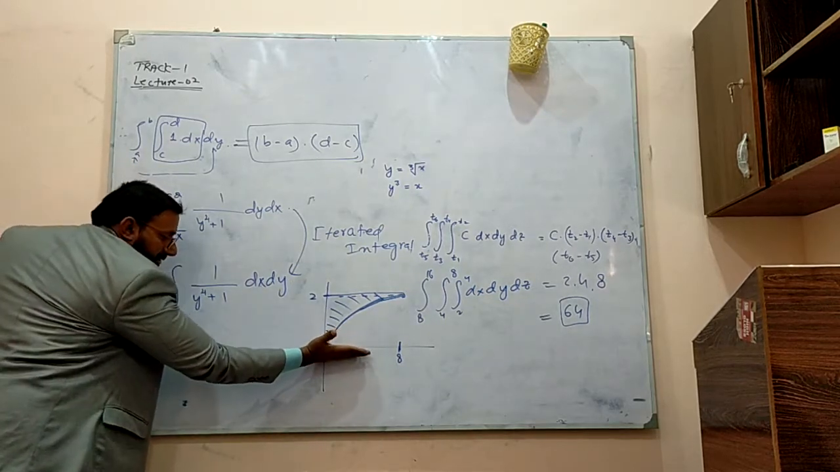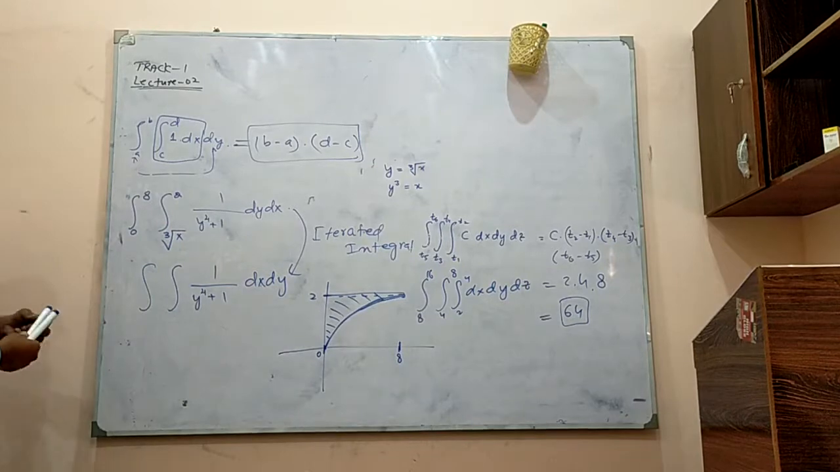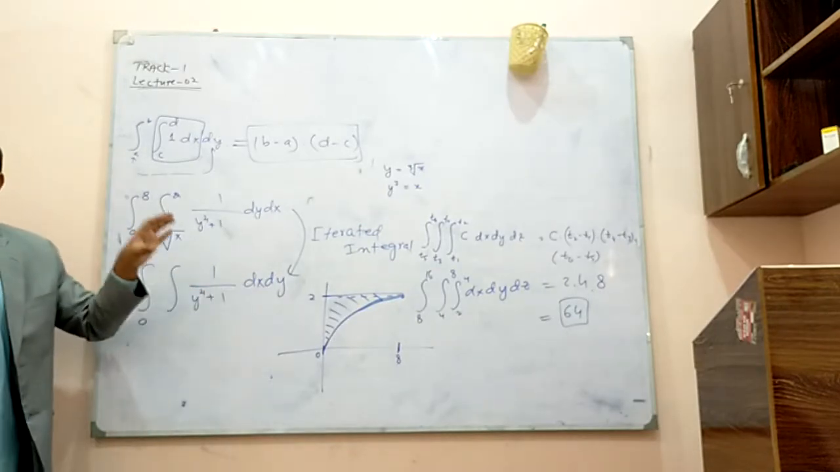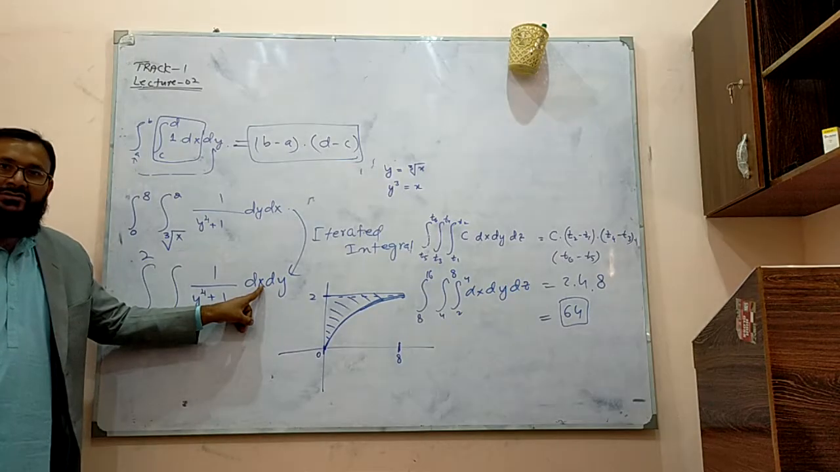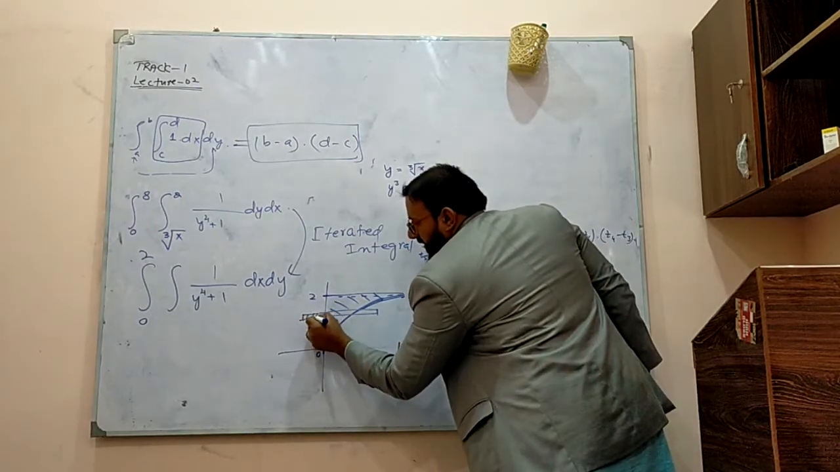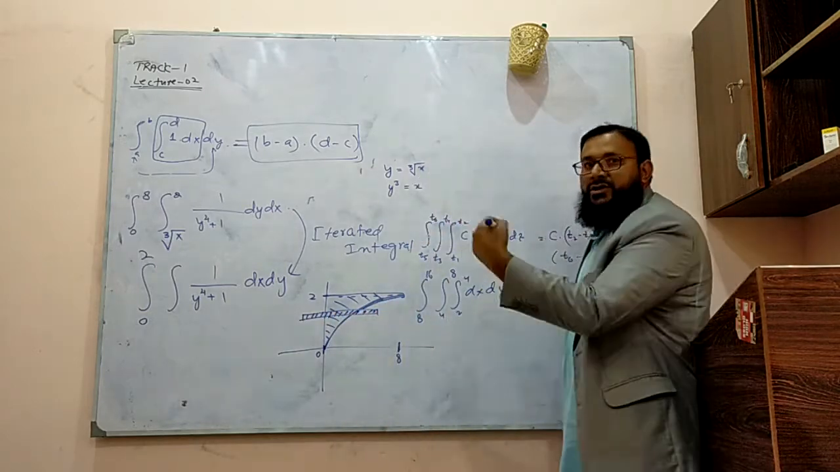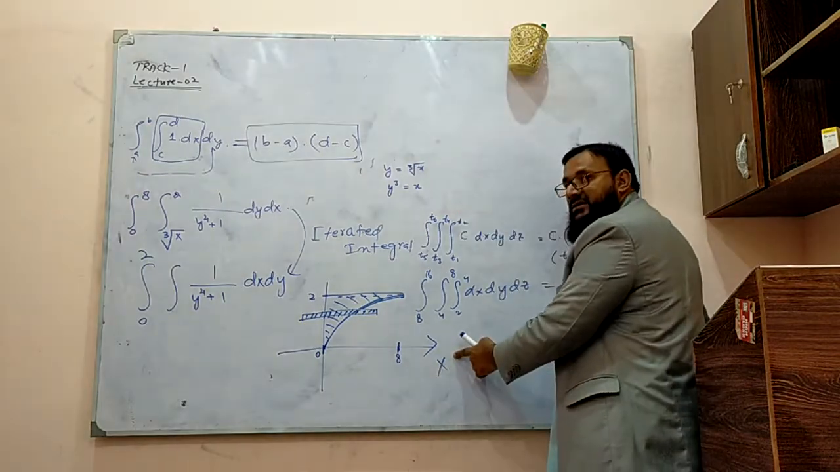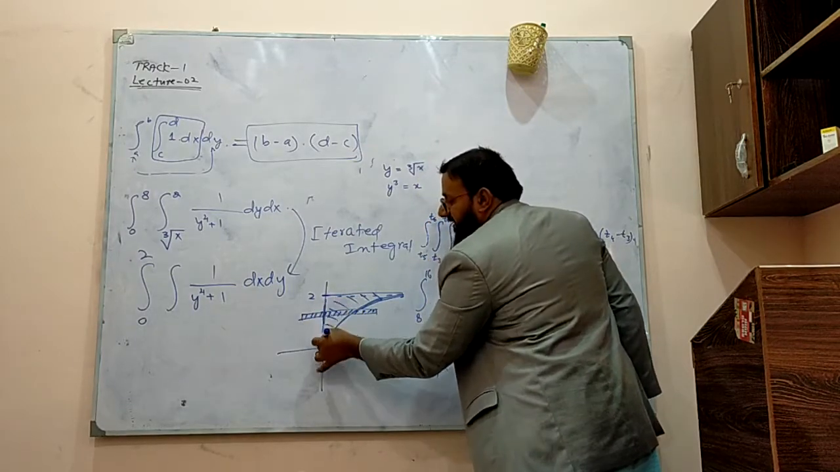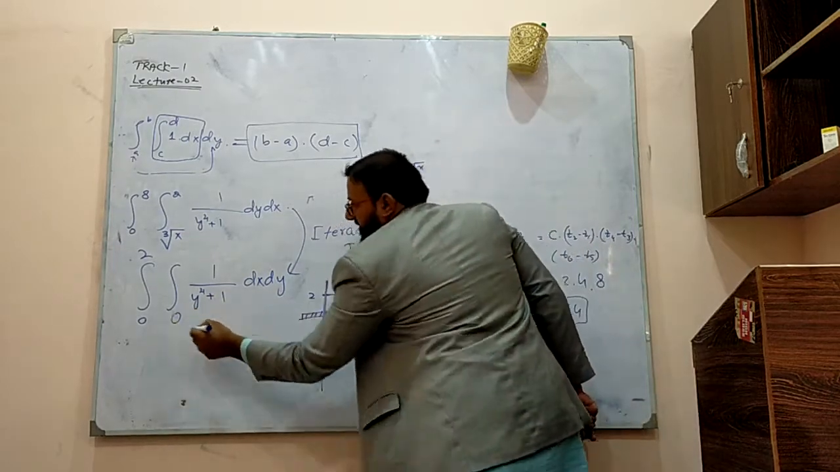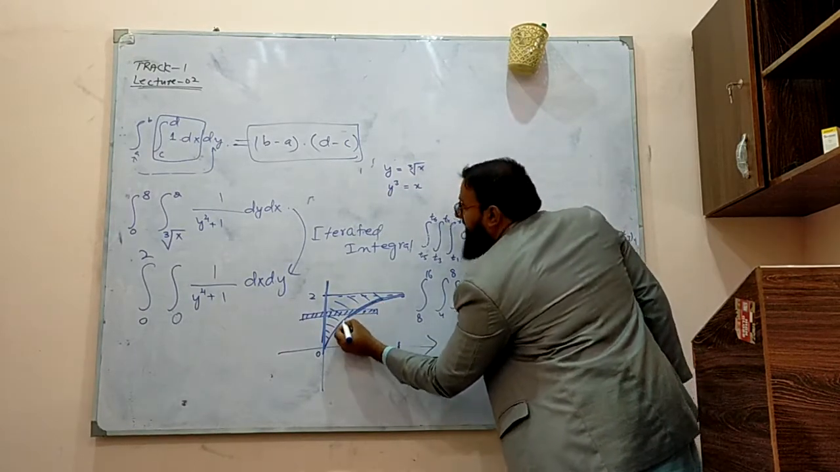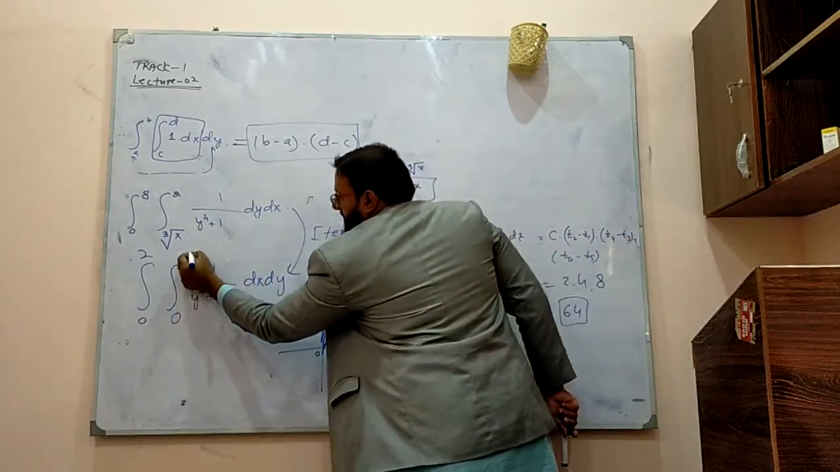In the case of y, what is the minimum value? 0. What is the maximum value? 2. So this limit becomes 0 to 2. Now the inside would be your restricted domain. It means that would be the value of x. So in this region you pass a horizontal strip or a horizontal line. Why horizontal? Because we want limits for x. See when does this enter your region? It enters your region from here. What is the value of x here? 0. And when it leaves your region, it leaves here. And what is the value of x here? y cube.